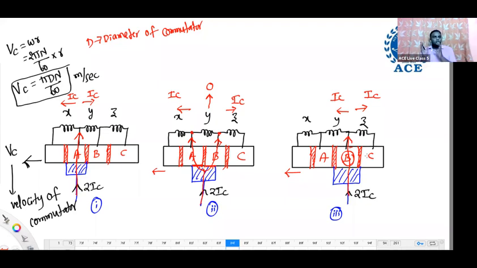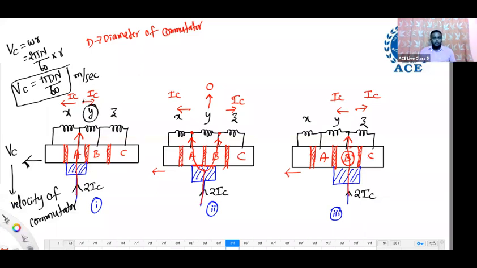Now, whenever the commutator is moving by one segment, there is a current reversal in one coil. Check here. If there are 12 coils, 12 segments, for one segment, one coil's current reverses. Like that, every coil's current will reverse. Observe in these figures. In one of the coils, current reverses. Which coil is that? In which coil does current reverse? Coil Y. Yes. In coil Y, current reverses.